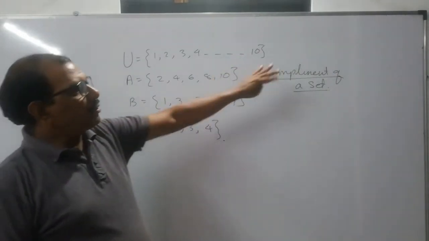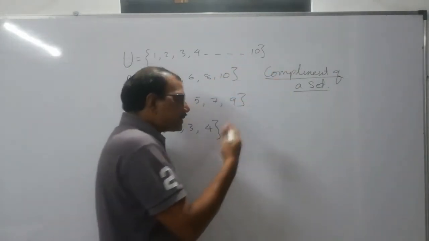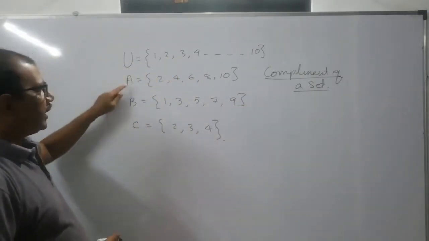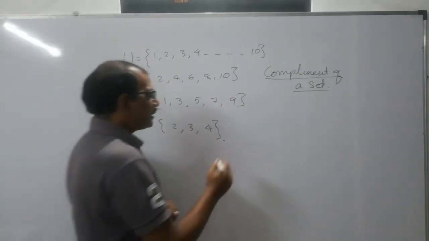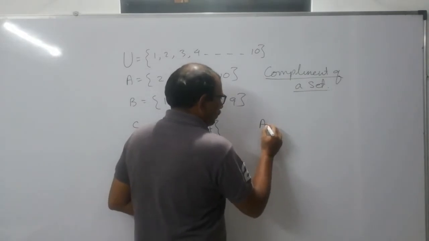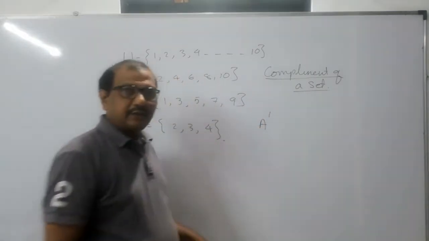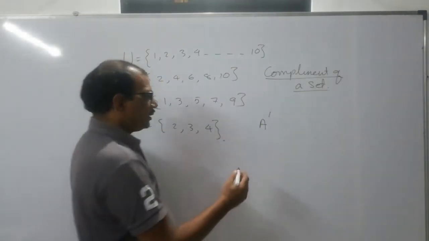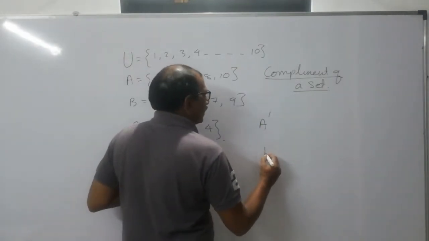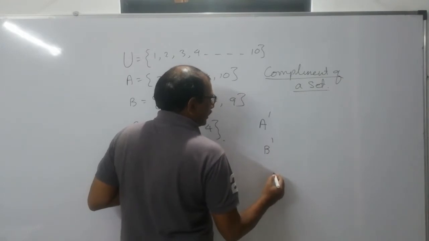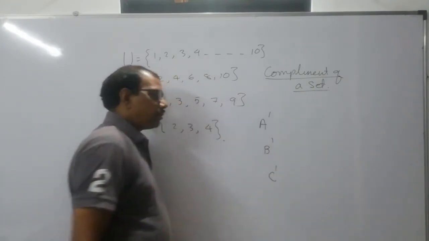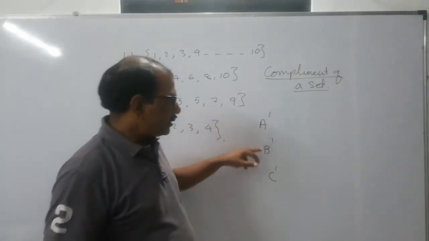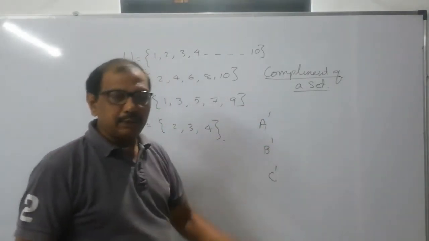Now complement of a set is once again a set, right? Suppose I want to find the complement of A, how do we write it? We put a dash on top of A, like this. So we read this as A complement, okay? Then if I want to write the complement of B, I'll write B complement. C complement means for C we draw a dash on top. So A complement, B complement, C complement.